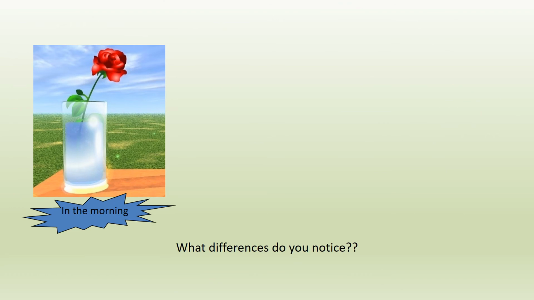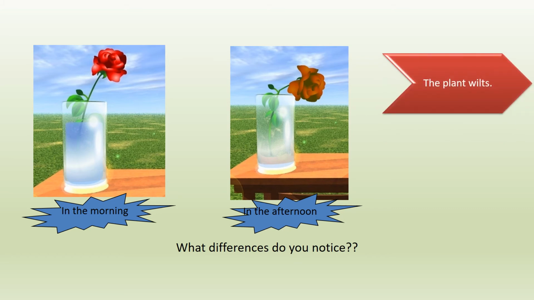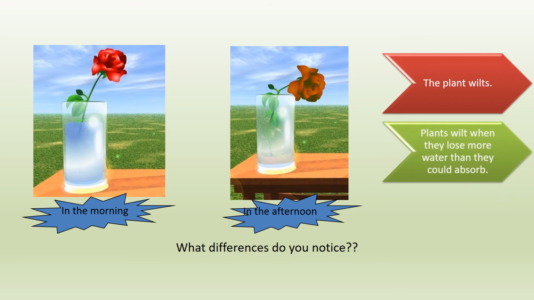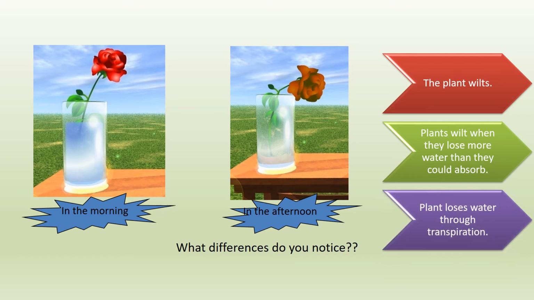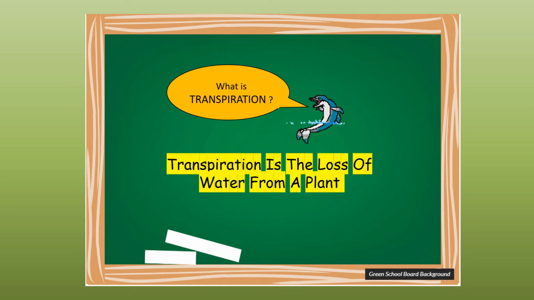Now you have two situations here. Look at the roses in the morning and the roses in the afternoon. What's the difference? What is your observation? In the afternoon, the plant wilts. Why? Because they lose more water than they can absorb. The process by which a plant loses water is called transpiration. What is transpiration? Transpiration is the loss of water from a plant.